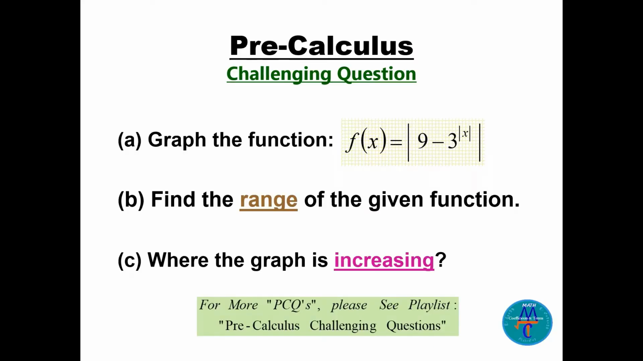This is another pre-calculus challenging question. Graph the function f of x equals the absolute value of 9 minus 3 to the power absolute value of x. Part A, graph it. Part B, find the range of the given function after graphing. Part C, where is the graph increasing? For other pre-calculus challenging questions, you can see the playlist pre-calculus challenging questions, please.